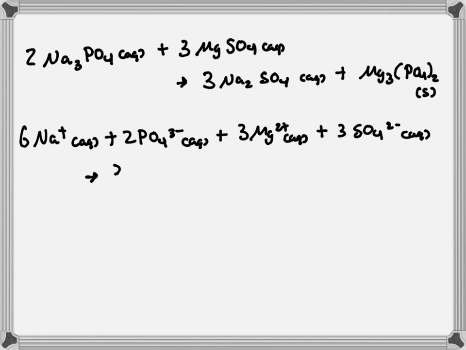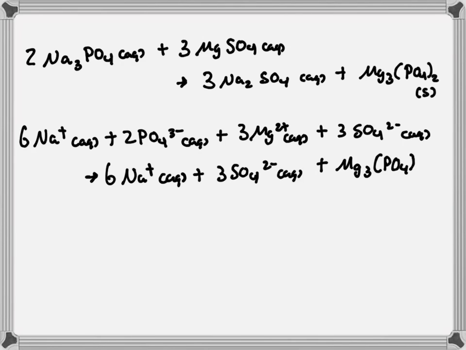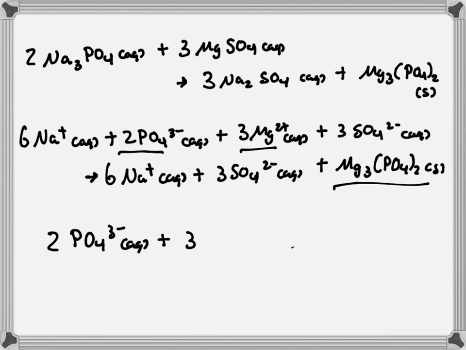Now my product side, I have 6 sodium ions again, 3 sulfate ions, and then my solid. Okay, so phosphate reacted, magnesium reacted, and I made my magnesium phosphate. So now my net ionic equation is my 2 phosphates plus my 3 magnesiums, yielding my magnesium phosphate solid.